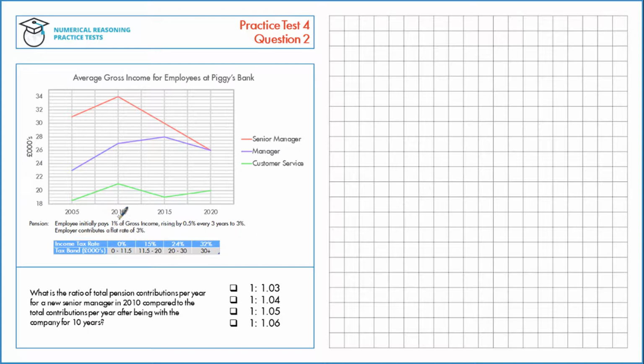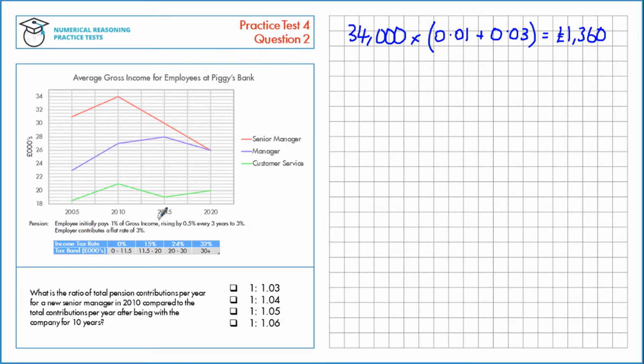We're told that if they're new, they initially pay 1% of their gross income, and the employer contributes a flat rate of 3%. So, we first find the gross income for a senior manager. In 2010, that's $34,000. We're going to multiply that by 1% for the gross income, and then there's a contribution by the employer of 3%. So 0.01 for 1% and 0.03 for 3%. That means the total pension contributions for that person are £1,360.